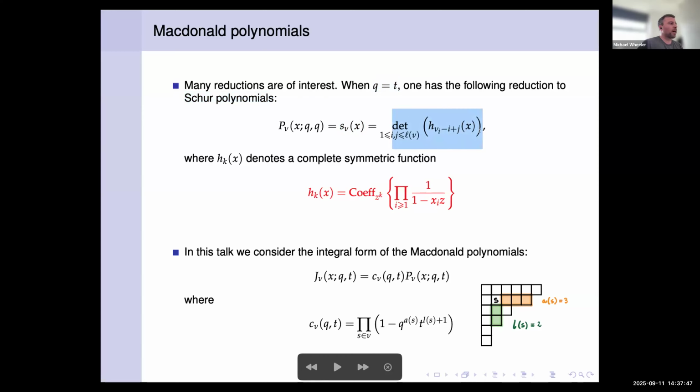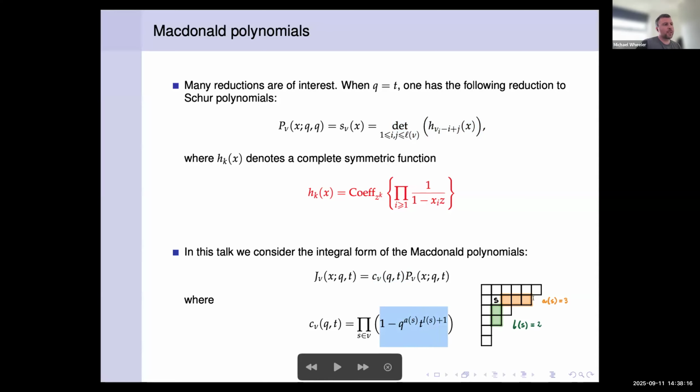So in this work, we considered basically a particular normalization of the Macdonald polynomials. This is really a technical detail, doesn't affect too much the underlying mathematics, but we would like to normalize the Macdonald polynomials by some scalar factor here, which is a fully explicit function of q and t, right? So it's basically given by the formula here.